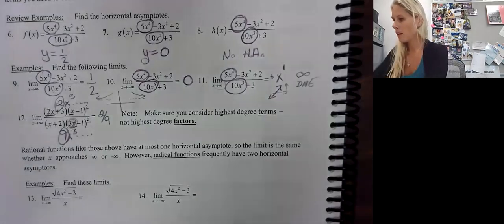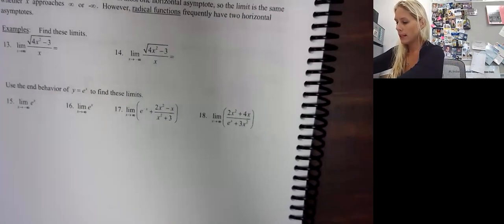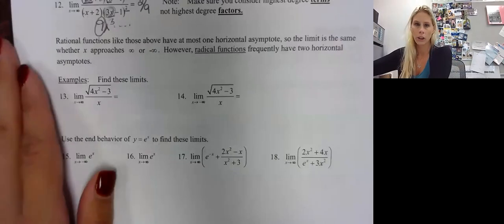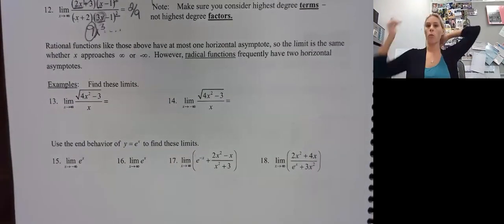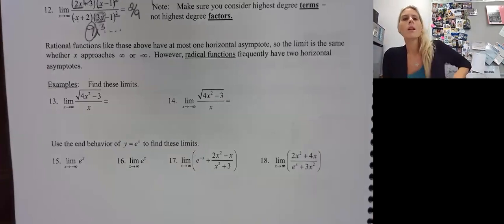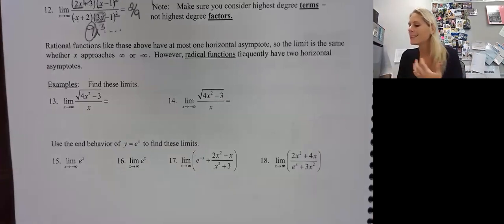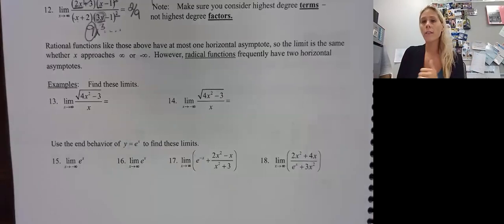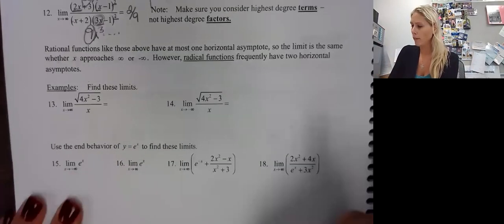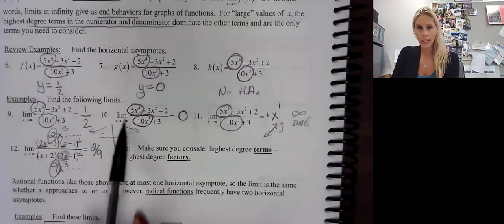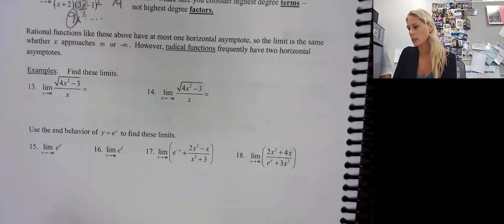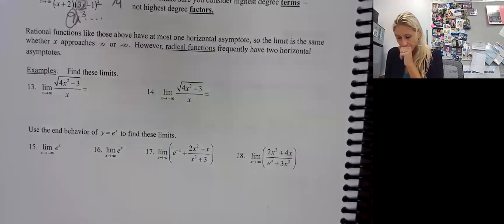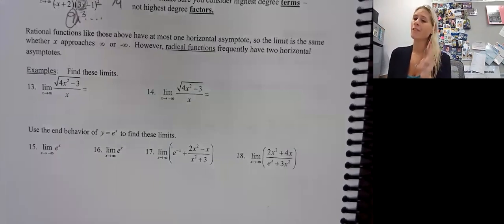All right, one more step, guys. Well, 2 more actually. So rational functions like the ones above at most have one horizontal asymptote. So the limit is the same whether it's approaching negative infinity or infinity, right? So like I said, in this little graph here, they're both approaching the same horizontal asymptote. But radical functions have 2.